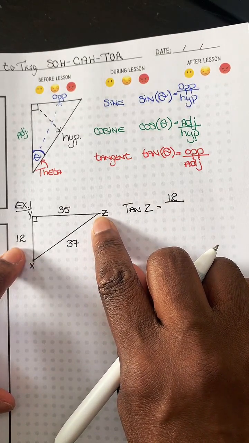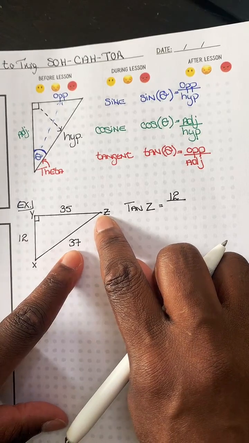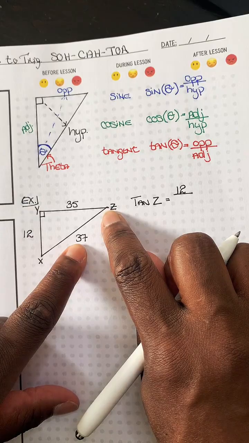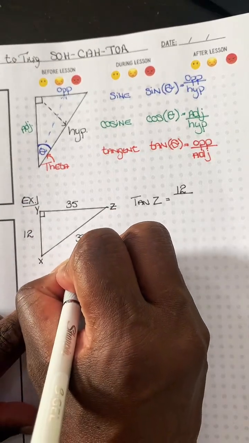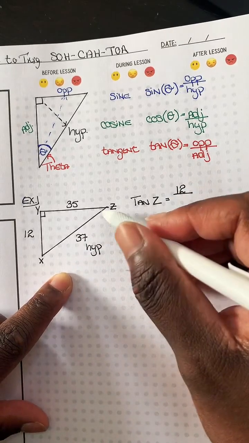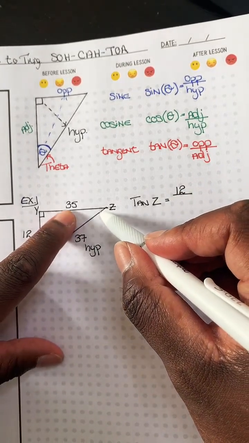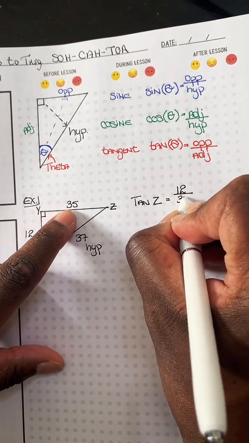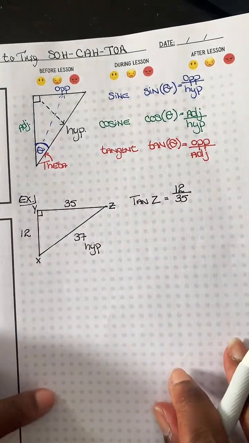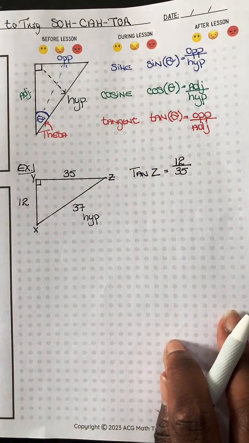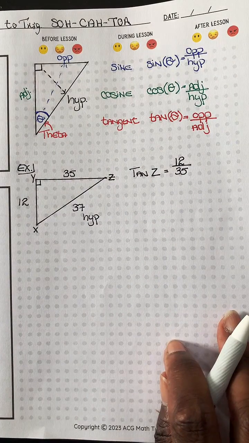And my adjacent is not going to be 37, because 37 is directly across from my 90-degree angle. So I can always mark this my hypotenuse regardless of what angle I'm using. But we want the adjacent. So the adjacent is going to be the other leg, which is 35. Okay. All right. Nice.